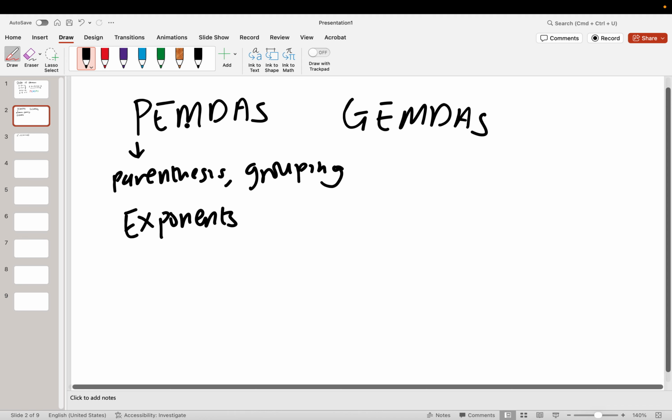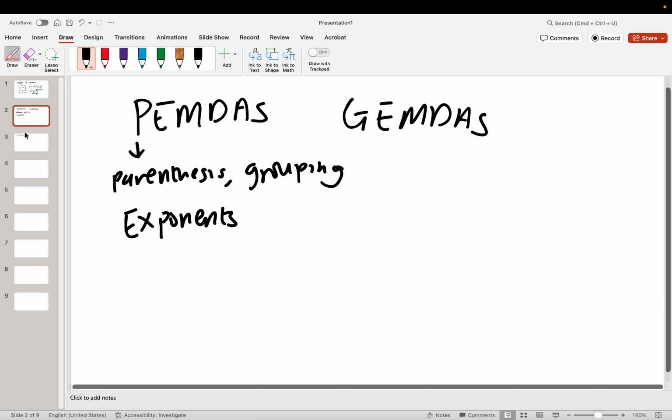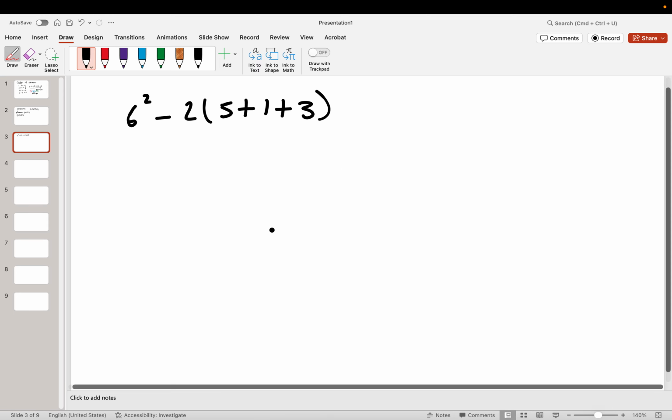Then multiplication and division. In this slide, you can see that I had them at the same color because we do them together from left to right, whichever comes first. So again, M stands for multiplication and D stands for division. And then the next order is addition and subtraction. Again, we do them together from left to right, depending on which one comes first. Okay, now let's do some example problems.